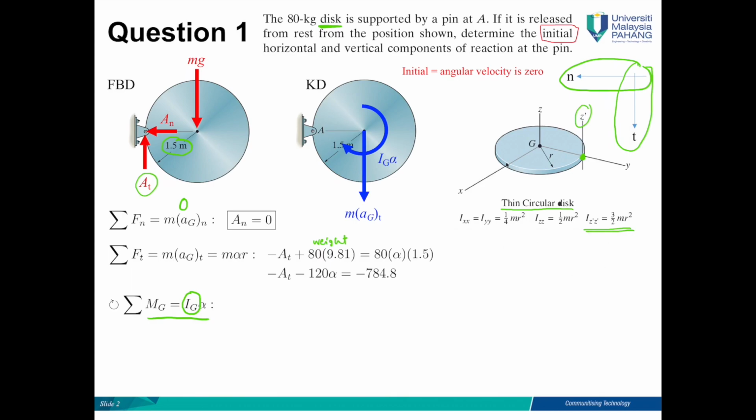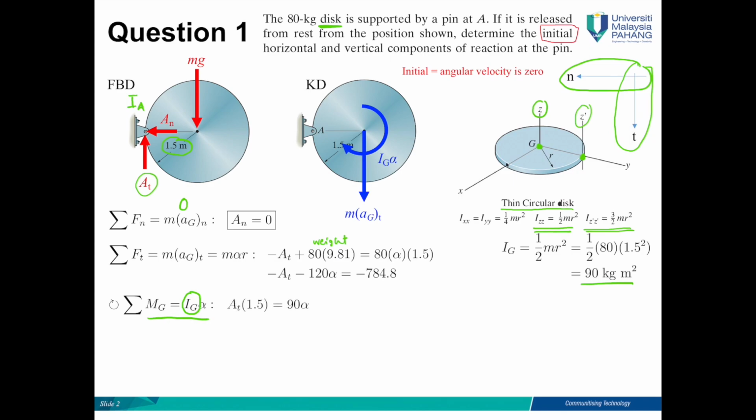I'm sorry, Z prime is when we want to calculate IA, if we want to calculate I at point A. Sorry, now we are focusing on point G, so definitely we have to use Z only. So we refer to IZZ, which is 1 over 2 m r square. So we have 90 kg meter square, that is the unit for mass moment of inertia, IG.